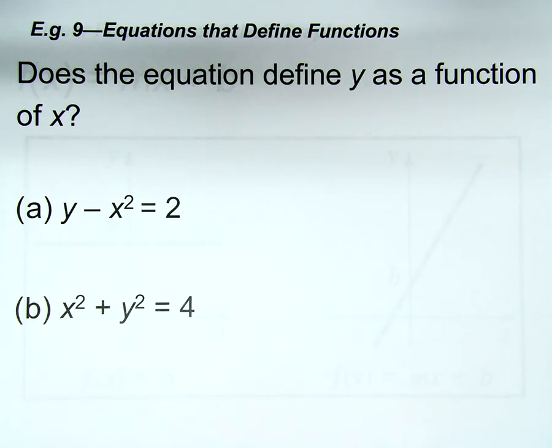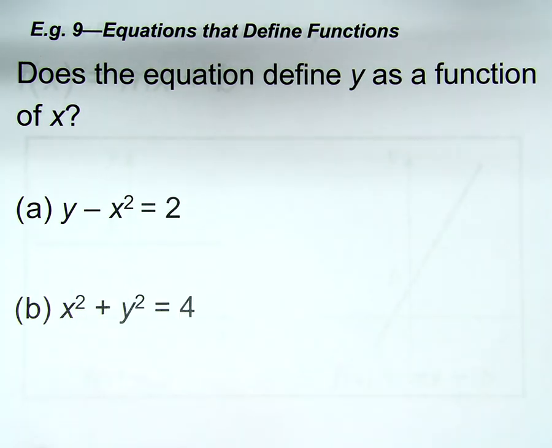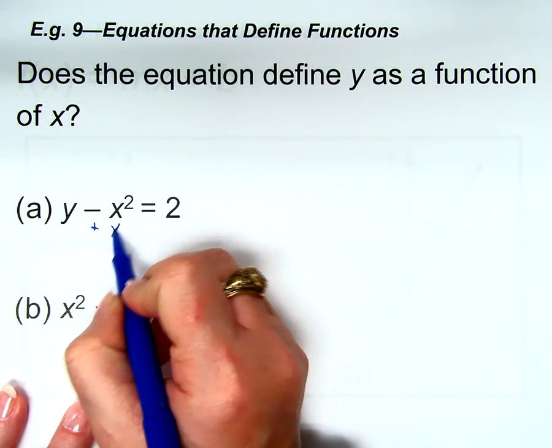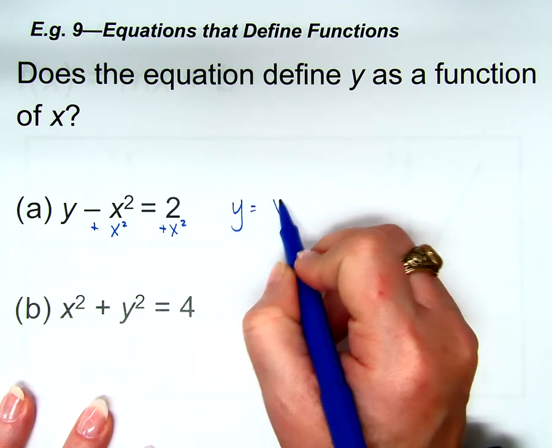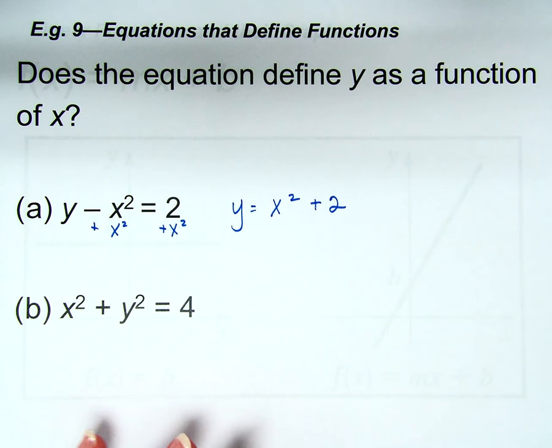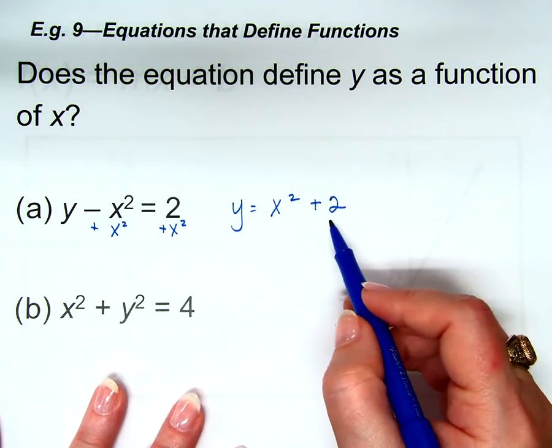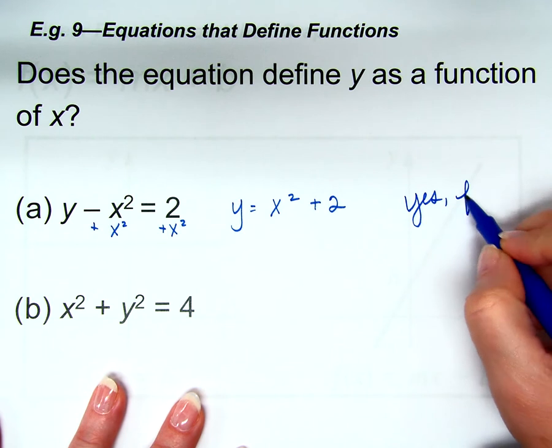So, two examples. Does the equation define y as a function of x? Well, let's see. If we start here, we got to get it equal to y. So we add x squared to both sides. So this gives us y equals x squared plus 2. Well, y equals x squared plus 2, that defines y as a function of x. So yes, this is a function.